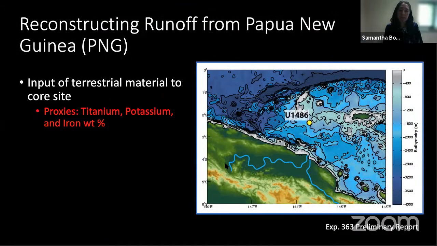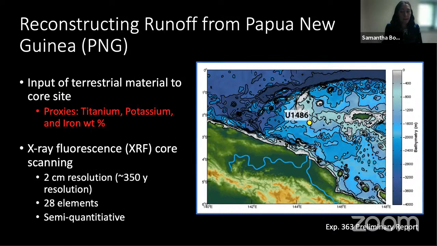All right, and so we're going to be looking at changes in the amount of terrestrial material that make their way to our core site as an indicator of rainfall, moving sediment from onshore to offshore, with greater amounts of these terrestrial materials likely indicating greater amounts of rainfall and runoff. We'll look at three different elements: titanium, potassium, and iron. These are measured using X-ray fluorescence core scanning.